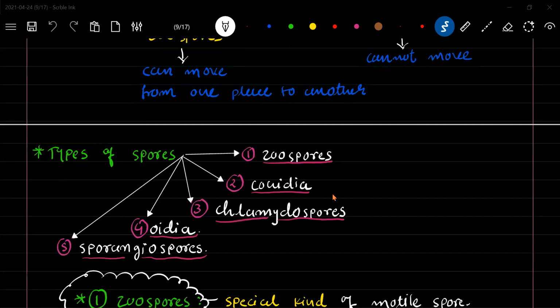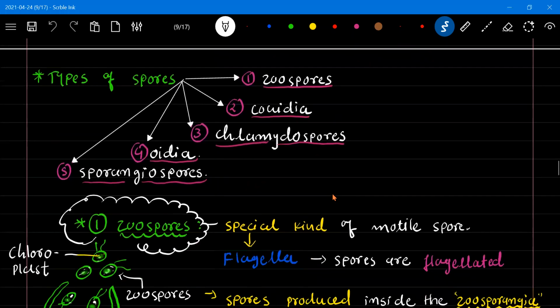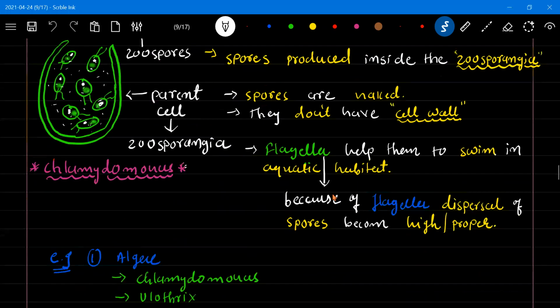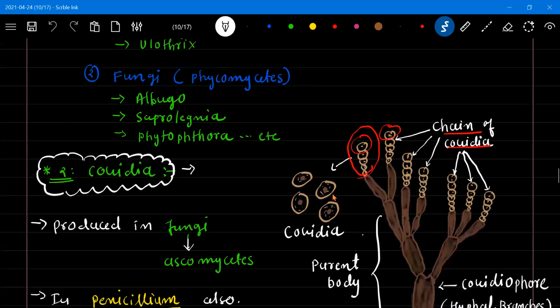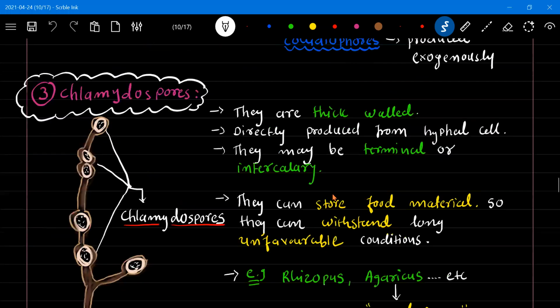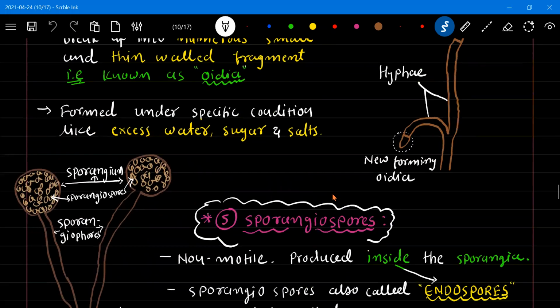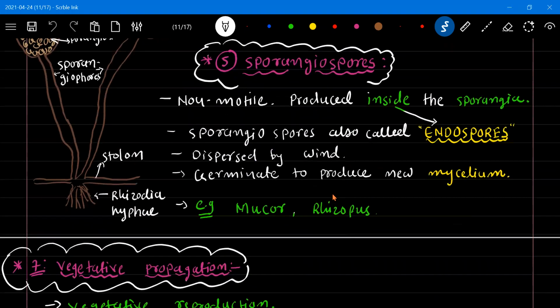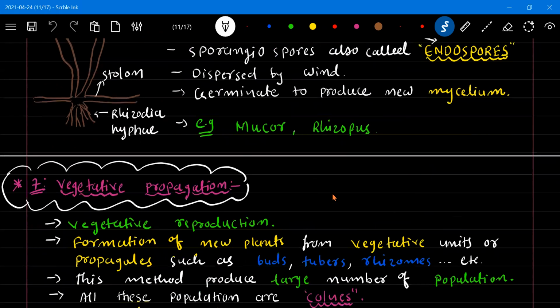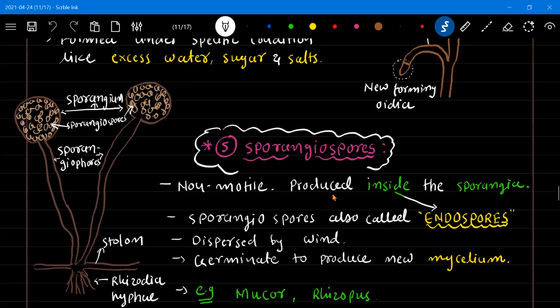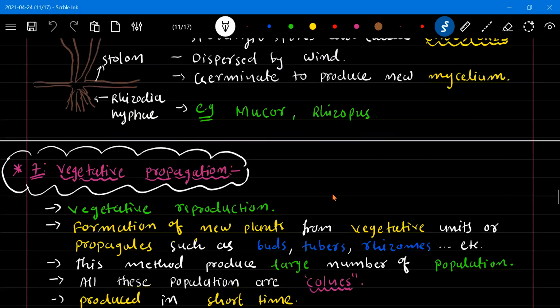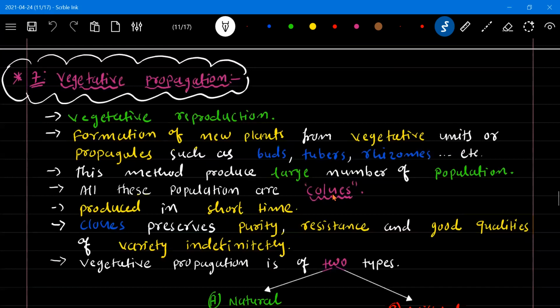Okay. So in the previous lecture, we were talking about the types of spores. We have already seen the types of spores. Basically, there are 5 types of spores, and we just talked about them: zoospores, conidiospores, chlamydospores, oidiospores, and sporangiospores. Okay. So after that, now we are supposed to move forward to vegetative propagation.